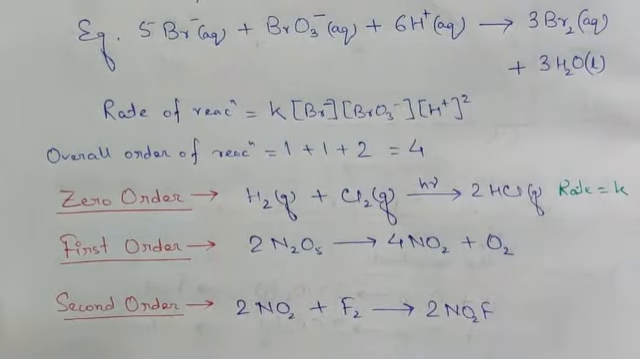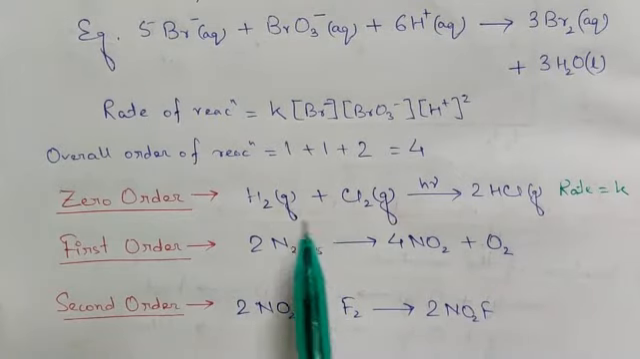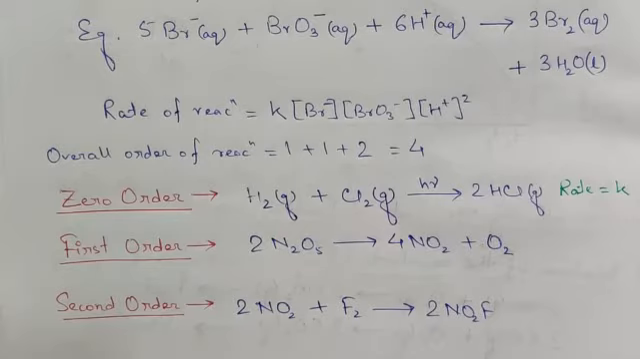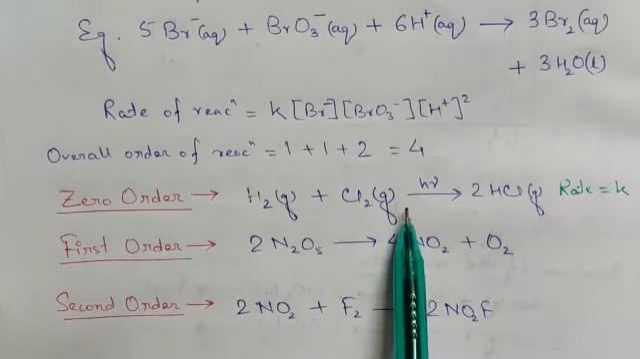Experimentally we can say that whatever alpha or beta we take, the sum is 0. So it will be the zero order reaction for this particular reaction.